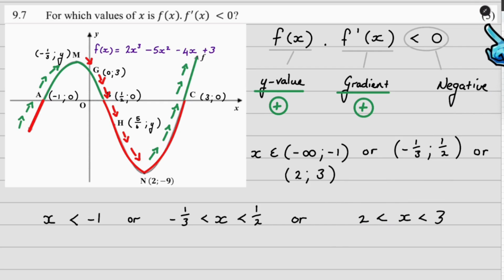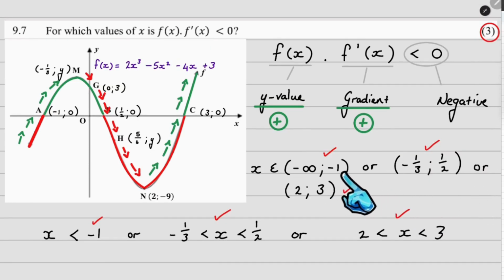Now let's have a look where our 3 marks come from and wrap up this demon question. The 3 marks are received from each respective interval. This interval gets marked, this interval gets marked, this interval gets marked. Or if you use this notation, each one of these little blokes will get the mark.